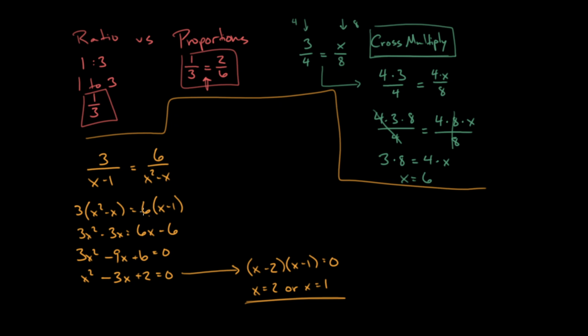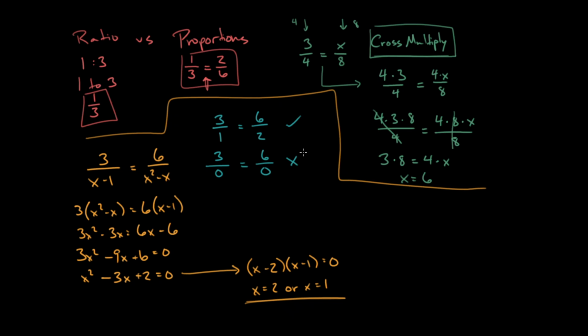And when I do that, when I plug in 2, I'll get that 3 over 2 minus 1, that's 1, is equal to 6 over 2 squared, which is 4, minus 2 is 2. So 3 over 1 is equal to 6 over 2. That checks out. That's no problem. If I plug in 1 on the other hand, what I will get is that 3 over 1 minus 1, which is 0, is equal to 6 over 1 minus 1 again, which is 0. This is no good. I cannot divide by 0 here.